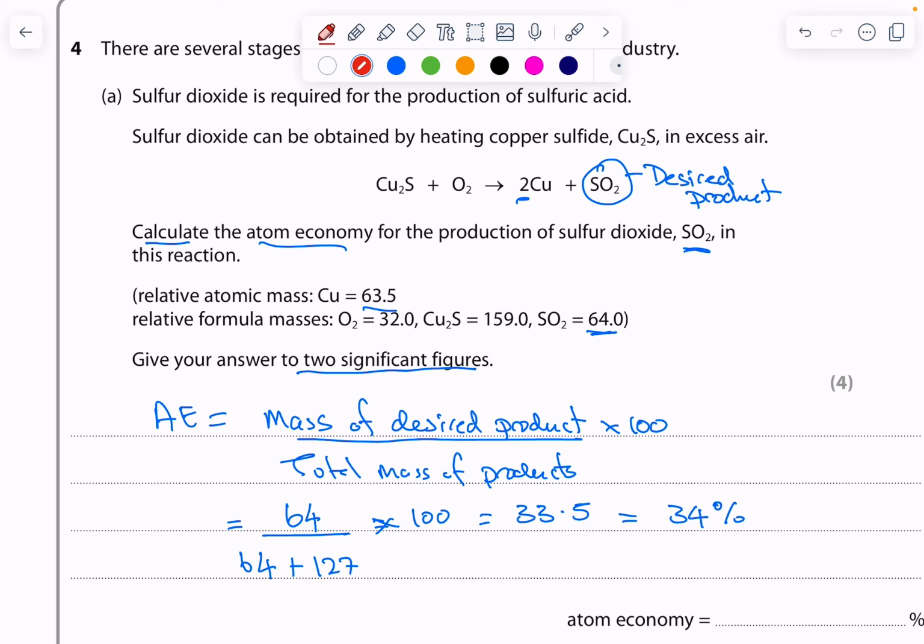So in terms of marks in this question, they're definitely going to give you a mark for doing that bit. They're giving you a mark for remembering to multiply by 100. They're giving you a mark for working out the total mass, and a mark for writing that equation down in the right way as well. So there's lots of marks being thrown at you for doing that calculation.